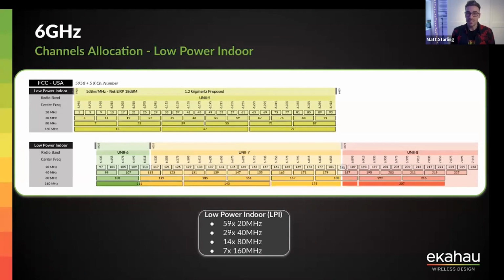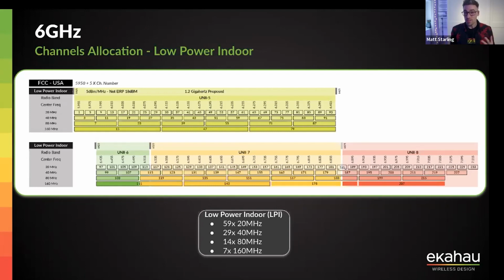But the key thing here is what 6 gigahertz is going to unlock for us. If you look at, let's say, the 40 megahertz wide channels, that gives us 29 non-overlapping channels, which, if you remember, in 5 gigahertz, we only have 25 non-overlapping 20 megahertz wide channels. So even with double the size of the channel, we have more available in 6 gigahertz.